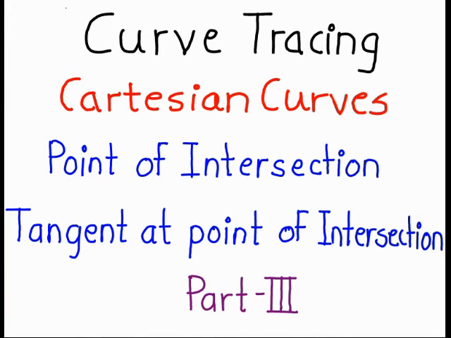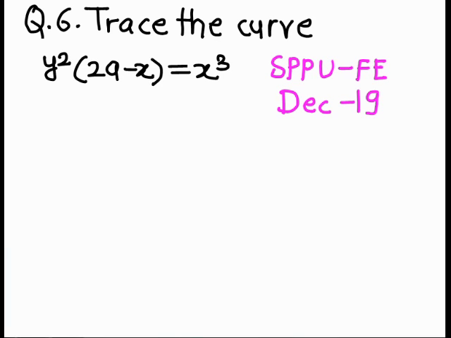Welcome to all. In this mathematics video, we study how to find a point of intersection and tangent at that point of intersection to trace the Cartesian curve, with the help of an example. Trace the curve y square (2a minus x) is equal to x cube. This question was asked in First Year Engineering December 19 in SPPU University.